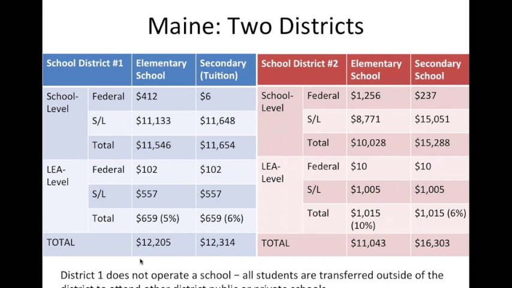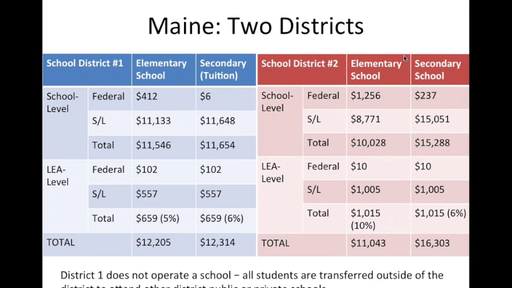And then we have Maine. Katie, do you want to take us away on Maine? Yeah, I'll actually unmute Tyler and let Tyler explain his analysis here. He did two districts, one of which has an elementary school and then tuitions students out to other districts for secondary, and the other district which has an elementary and secondary. So you can go ahead, Tyler. You should be able to speak.